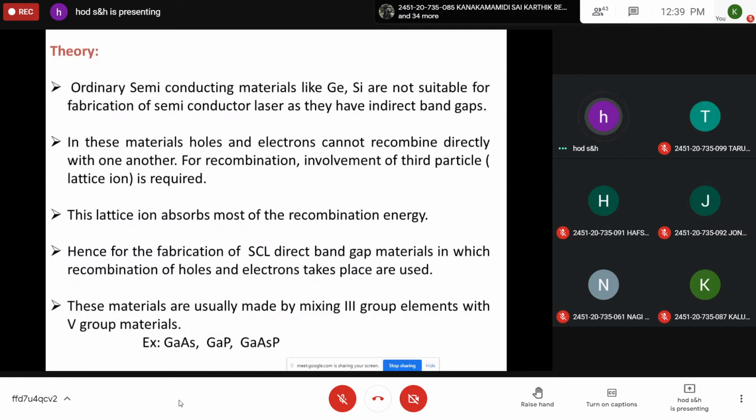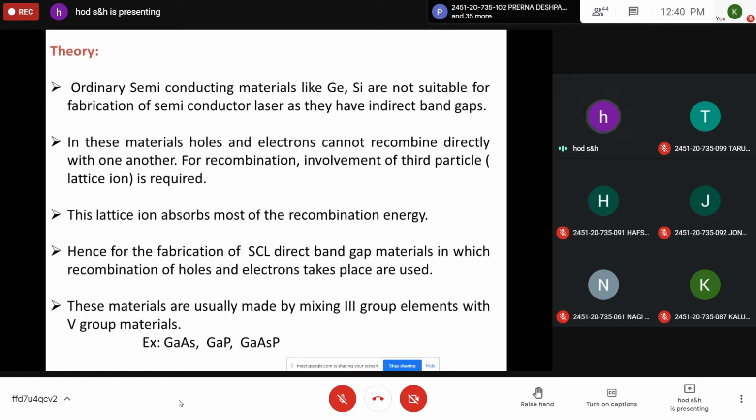In these materials, even in the forward bias voltage, the holes and electrons cannot recombine directly with one another. For the recombination of charge carriers, the involvement of a third particle, generally a lattice ion, is required. So the lattice is crucial for the recombination of electron and hole, and this lattice ion absorbs most of the recombination energy. Even though the electrons and holes recombine in germanium and silicon, because they have indirect band gap, most of the recombination energy is given to the lattice ion only. So laser will not be produced.